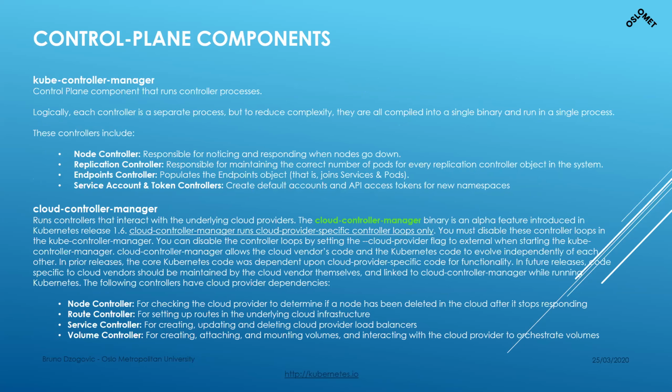So another control plane component is the kube controller manager, which is very important. The cloud controller manager is the same thing, except it's designed to work in the cloud, and this is a newer feature. The control plane components run controller processes, such as node controller, replication controller, endpoints controller, and service account and token controllers.